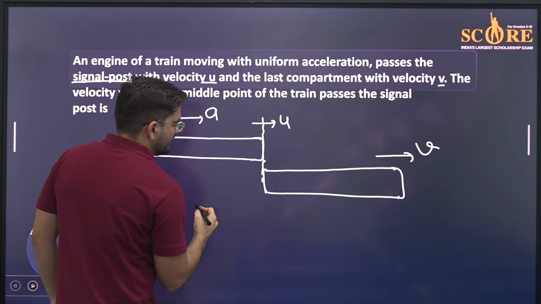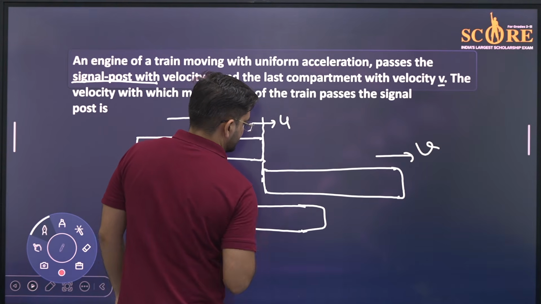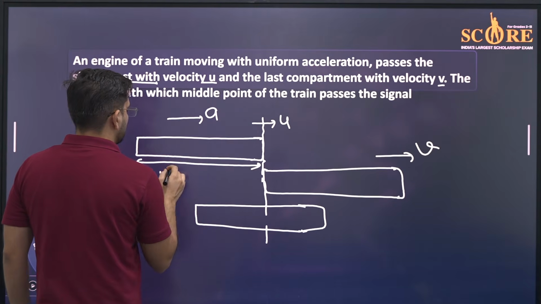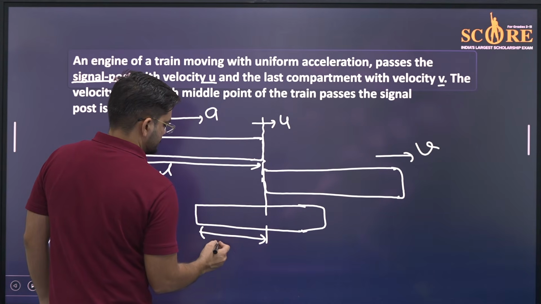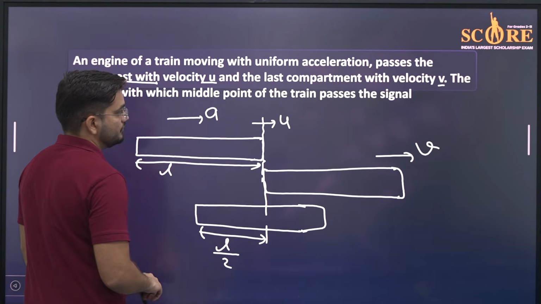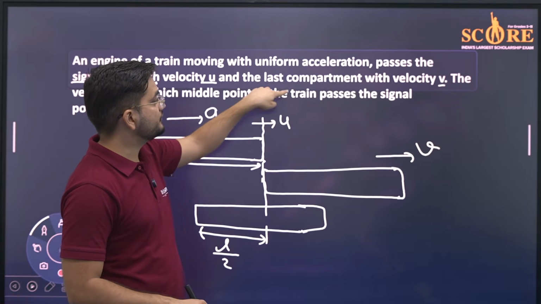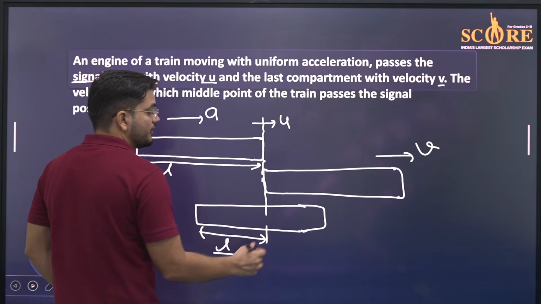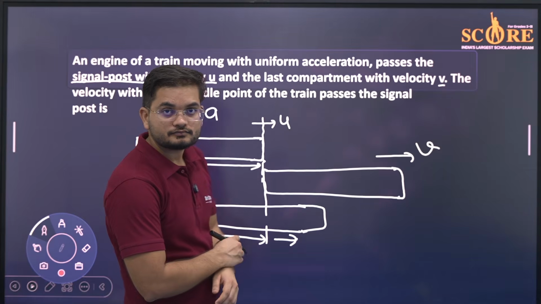So when the train is at this position, if we consider the length of the train is L, then this length will be L by 2. Velocity with which the middle point of the train passes the signal post is asked. So we have to find the velocity of the train at this position.